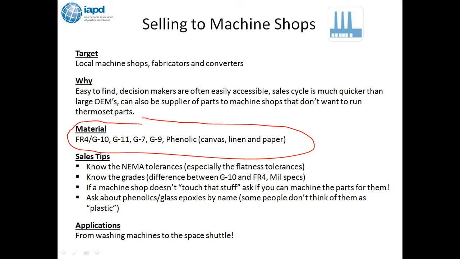Ask, are you doing anything out of G11? Because I knew they were. Oh, yeah, we do all the fiberglass all day long. So ask specific names. Ask about G11. Ask about G10. Ask about phenolic. You'll be surprised in some of the answers you get.